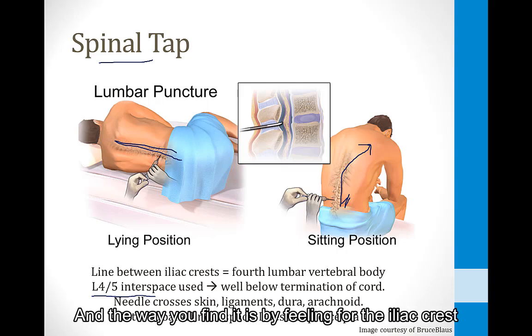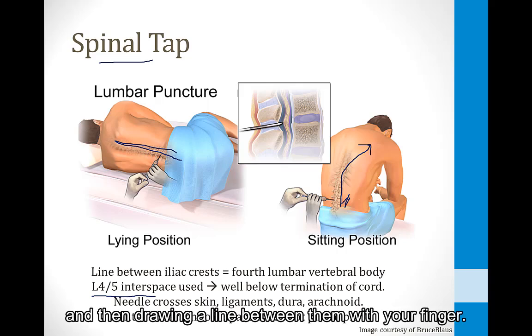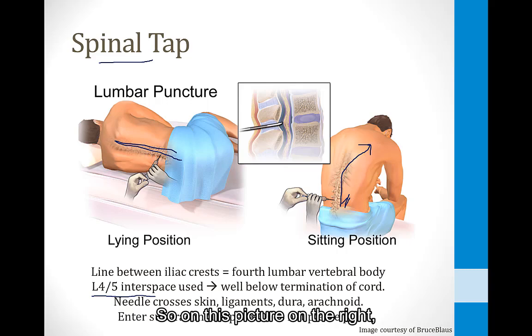And the way you find it is by feeling for the iliac crests and then drawing a line between them with your finger. So on this picture on the right, this man's iliac crest might be here. You could feel that with your fingers and then draw it across to the other one, and that's where you want to go for L4, L5.